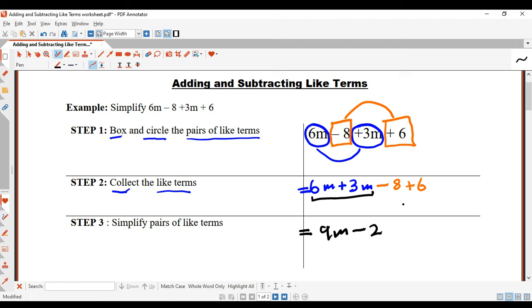Be careful here. It's very common for people to go 8 plus 6 is 14, and then say, oh, by the way, there's a minus sign. That's not correct. This is negative 8 plus 6. It is not 8 plus 6 with a negative. It's negative 8 plus 6. So not negative 14, it should be negative 2.